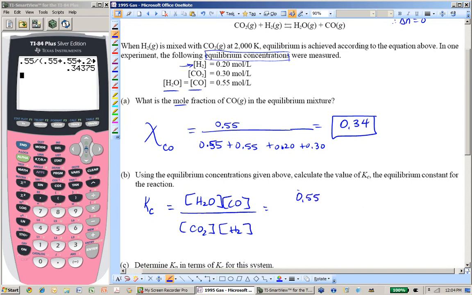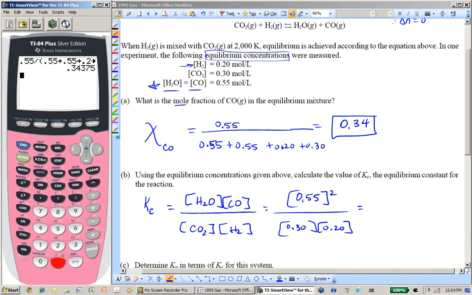0.55 quantity squared over, so I'm just looking right here, 0.2 times 0.3, which way do I want to plug it in? 0.3, 0.2 equals 0.55 quantity squared divided by, open a paren, 0.3 times 0.2, close the paren, got it, 5.04. 2 sig figs?